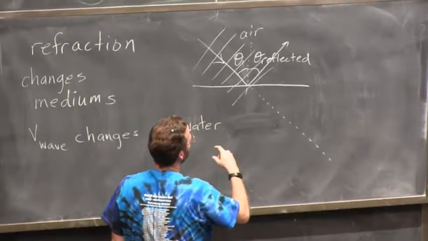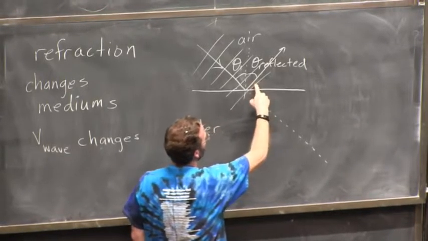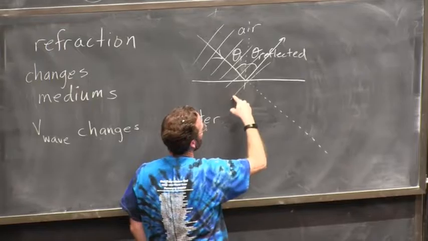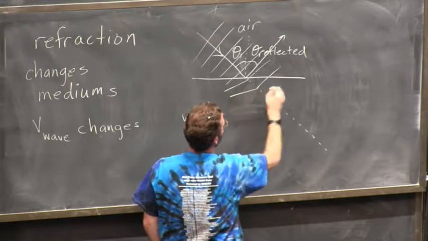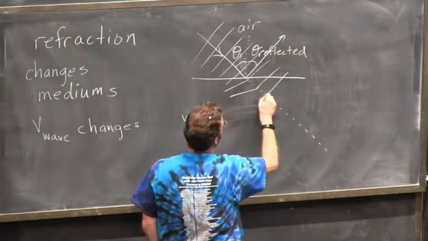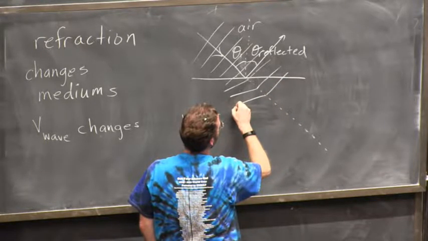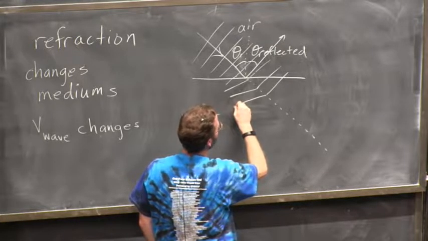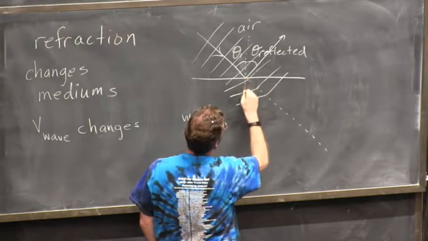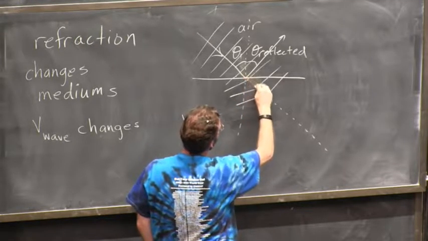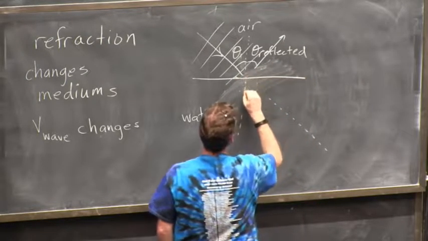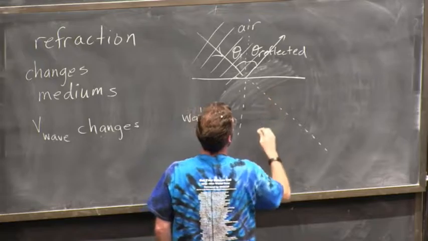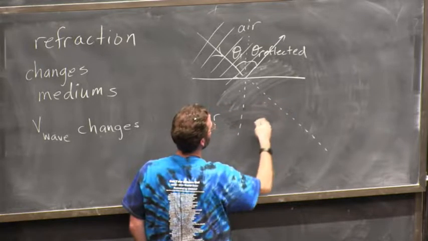So here, this is going slower than this, so it's actually going to start turning like this. Now it's just getting confusing. I got too many lines up here. I'm trying to make this simple for you. Continue that normal down. It won't go this way. Once it's in here, it would go straight.